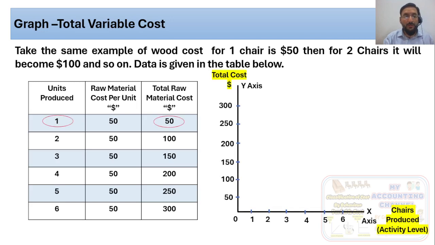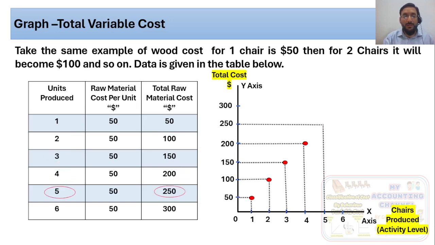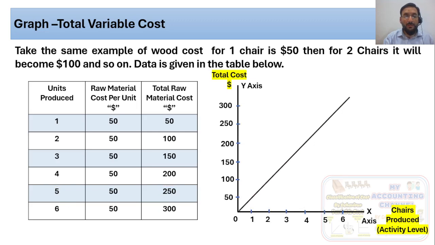So for 1 chair, over here the units produced are the chairs produced. For one chair the raw material cost is $50. For 2 chairs it's $100. For 3 chairs $150. For 4 chairs $200. For 5 chairs it's $250. And for 6, $300. We have plotted all of the readings. Now the straight line is the graph for total variable cost to level of activity.